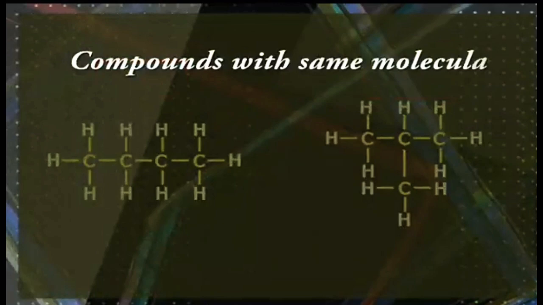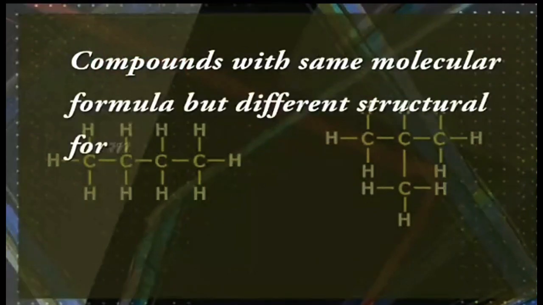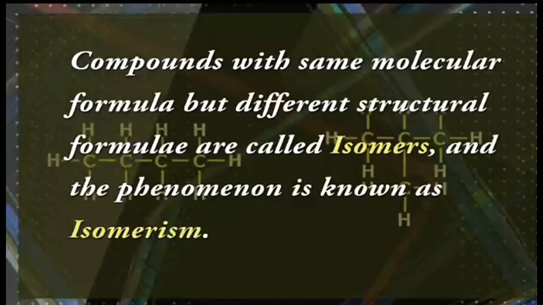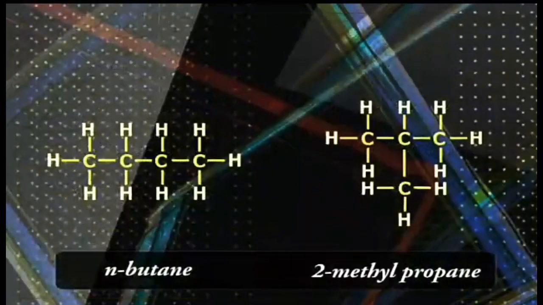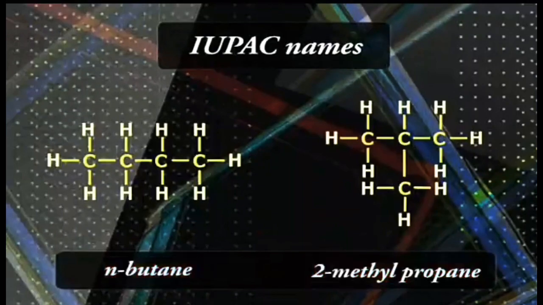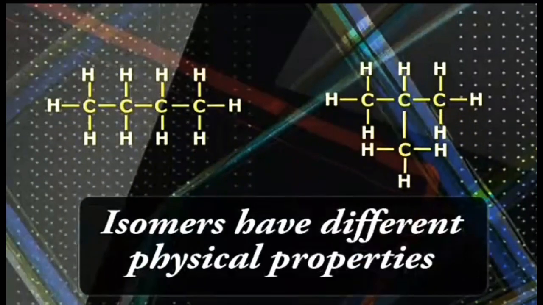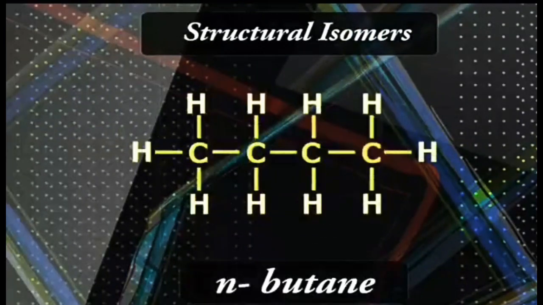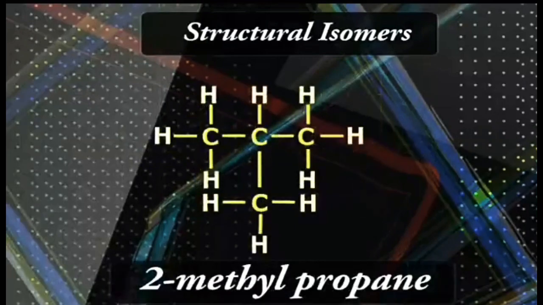Such compounds having the same molecular formula but different structural formulae are called isomers, and the phenomenon is known as isomerism. These different structures or isomers have different IUPAC names. The isomers also differ in their physical properties. The isomers which differ in the arrangement of their atoms or groups within the molecules are known as structural isomers. Here, n-butane and 2-methylpropane are examples of structural isomers.